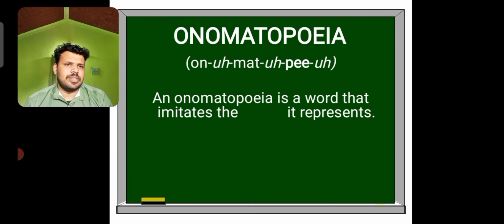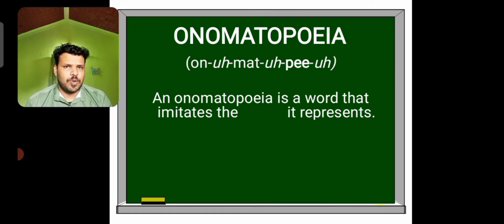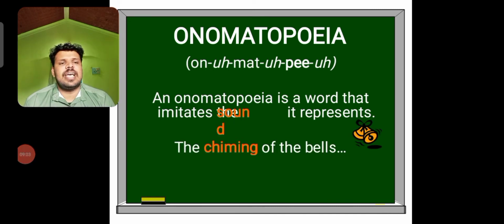But there are some words which represent their sound. So the opposite concept of arbitrariness is onomatopoeia. An onomatopoeia is a word that imitates the sound of the object it represents. So here there is a logical or iconic relationship between the word and the object. This is onomatopoeia. For example, the chiming of the bells is an example of onomatopoeia.